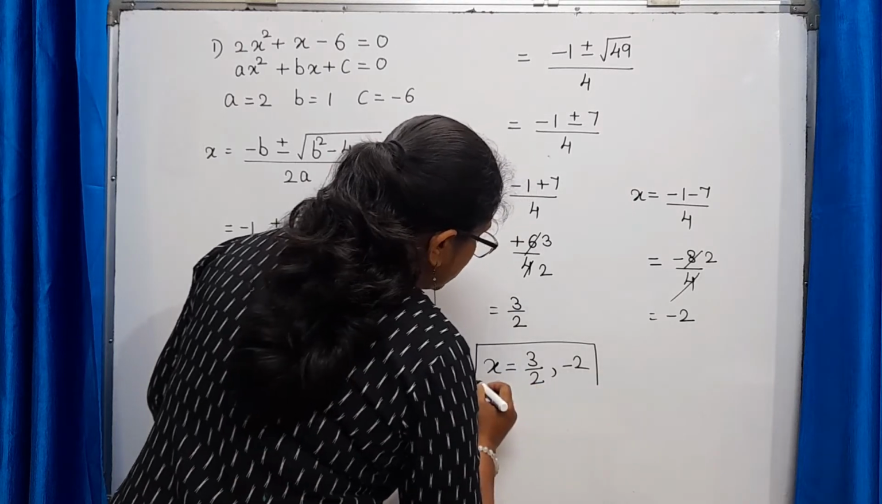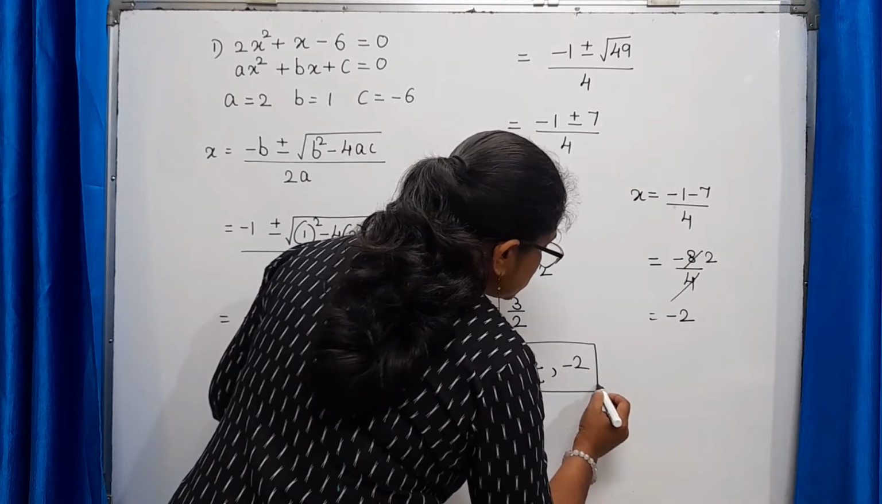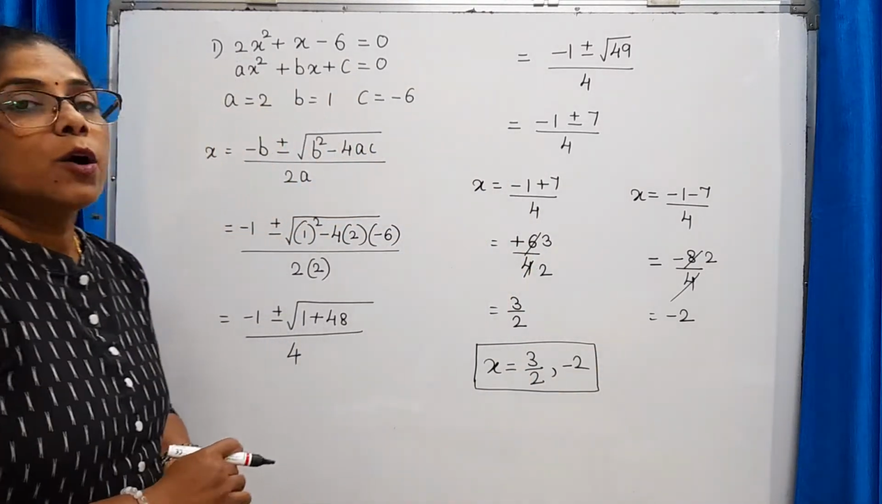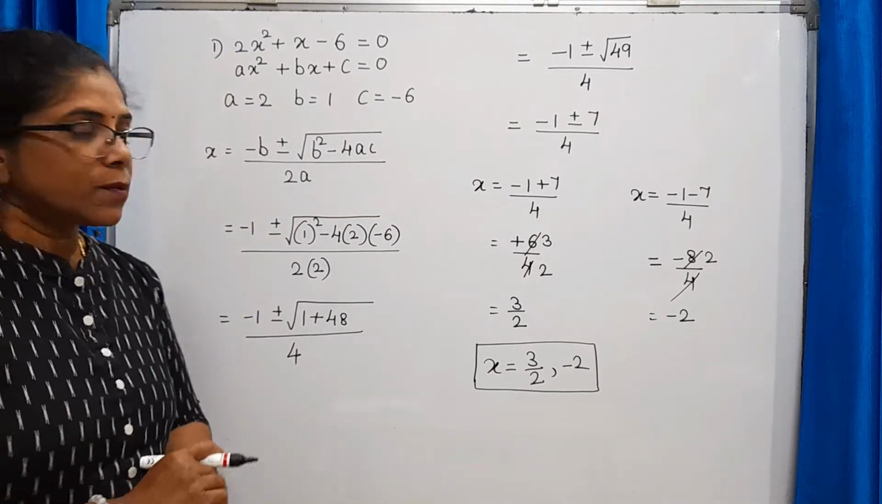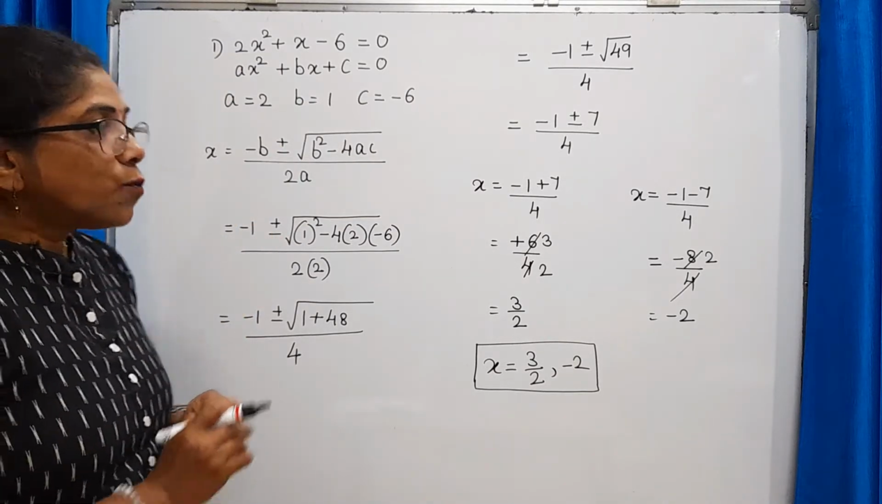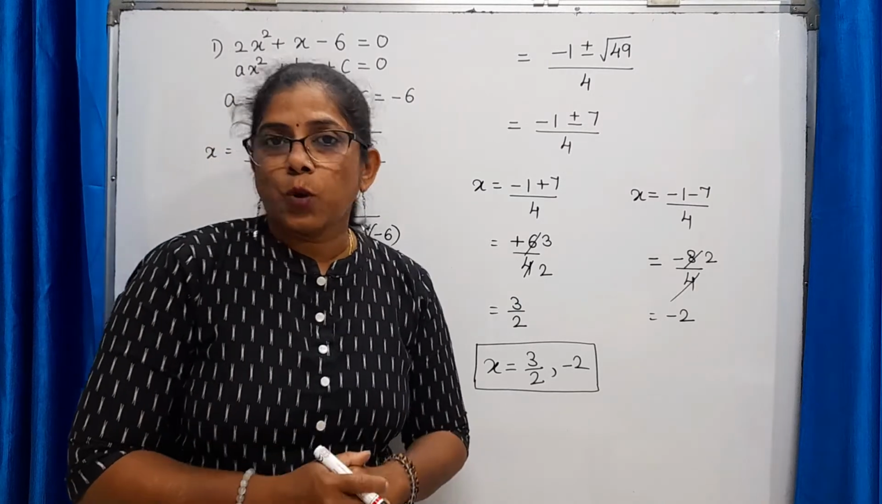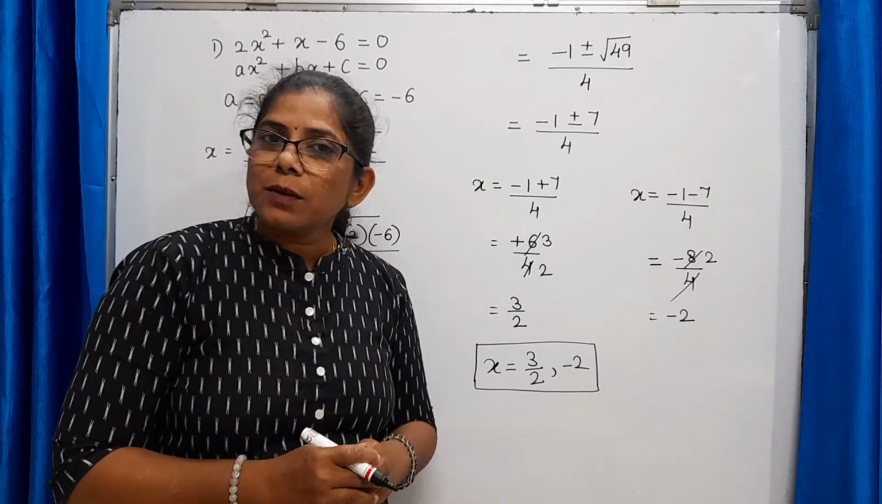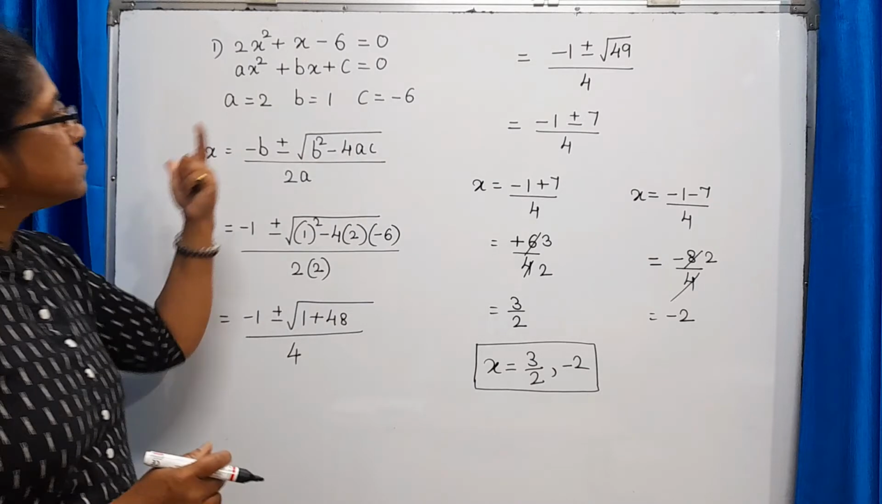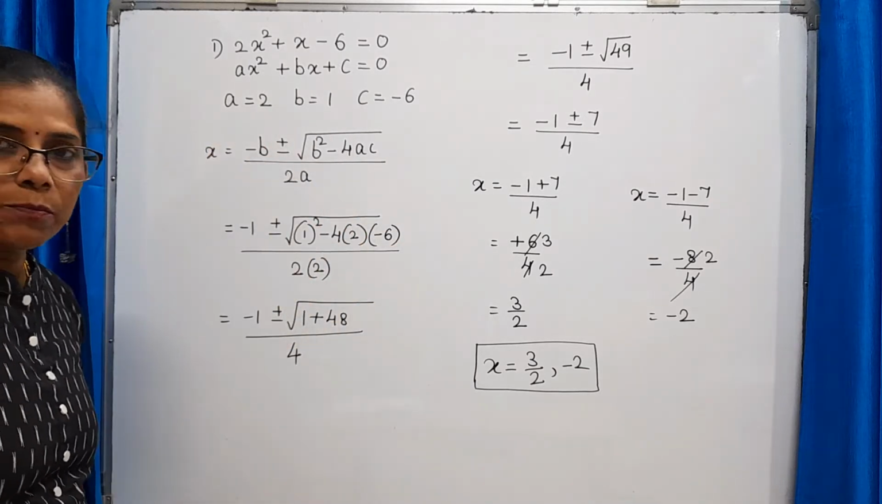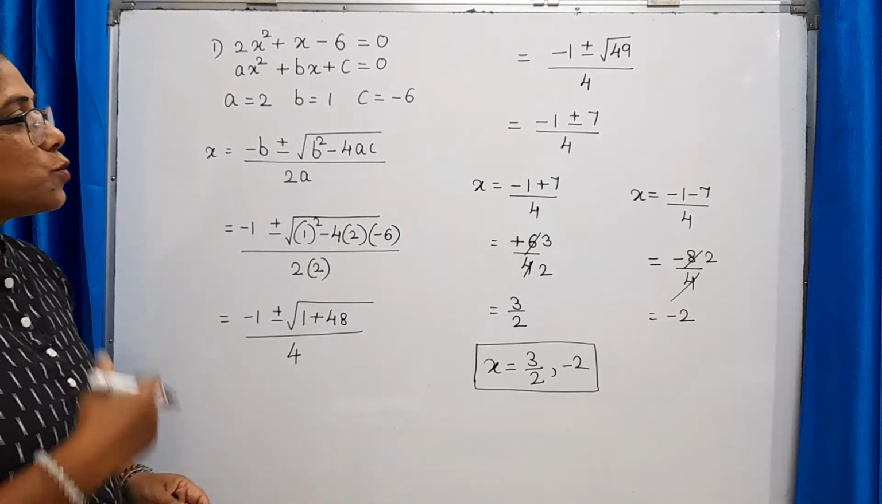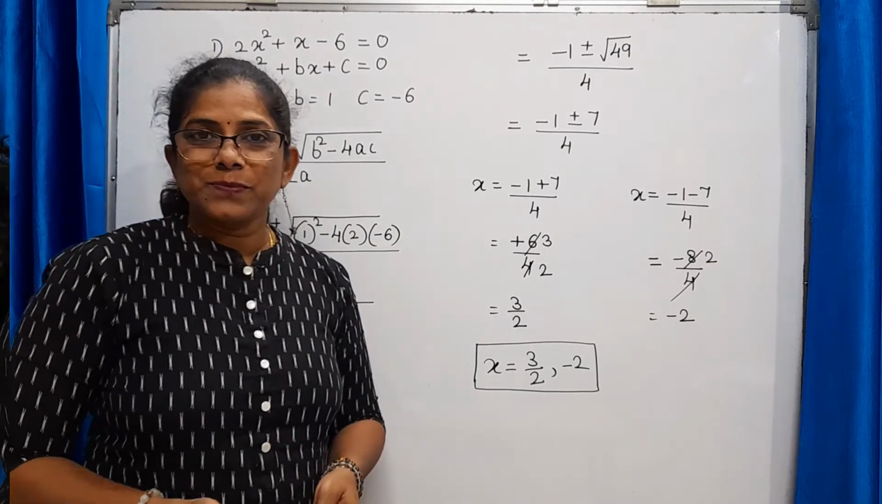So this is how we get the answer. This is how we find the roots of the given quadratic equation by using this formula. As I said, watch all the 3 examples properly, because all these three examples are different. So this was our first example, which was quite easy. Let's move to example number 2.